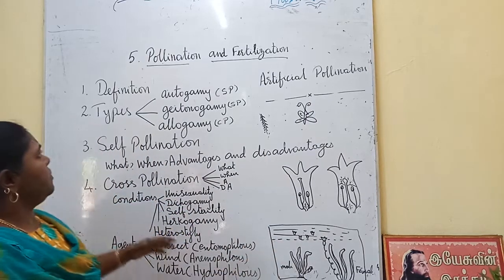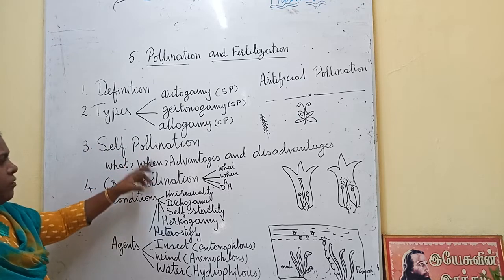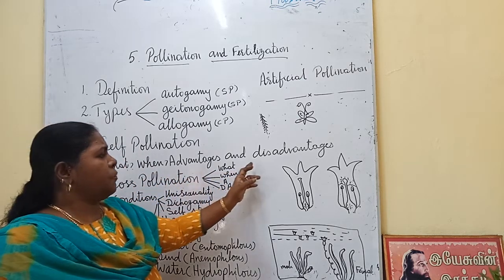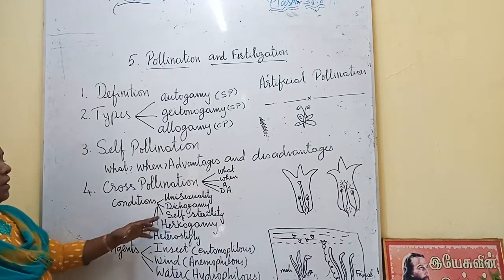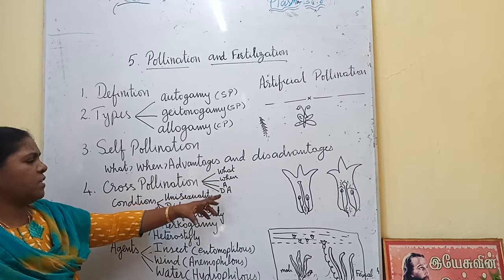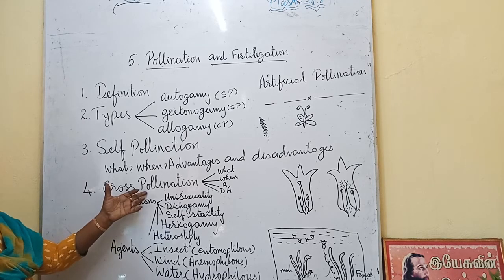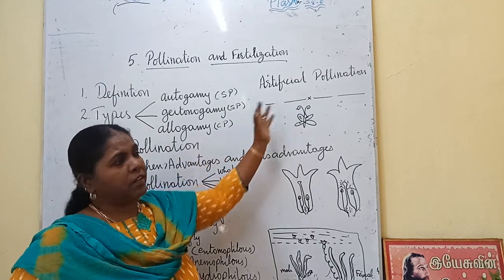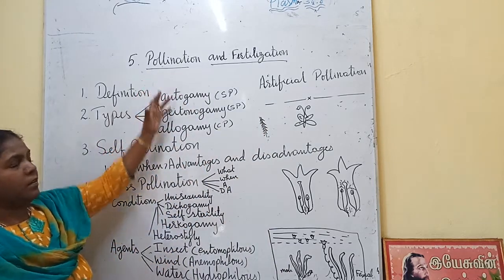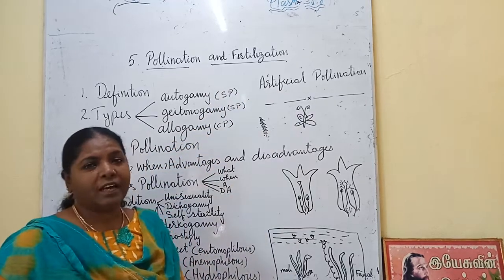So in this lesson we have seen what pollination is, the different types of pollination, what self-pollination is, when it takes place, and its advantages and disadvantages, and what cross-pollination is, when it takes place, its advantages, disadvantages, the conditions under which cross-pollination is possible, and the agents helping in cross-pollination, then artificial pollination. With this, we have finished pollination. The next part of the lesson, fertilization, we will see in the next session.